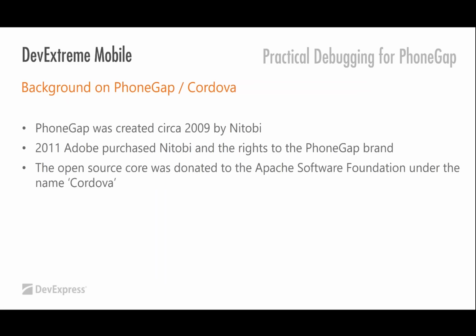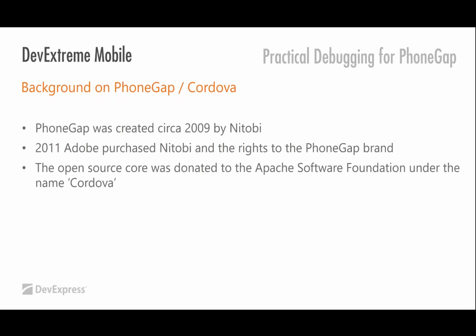Now, quite a few people ask when we mention the word Adobe PhoneGap or Cordova if they're the same thing. So I wanted to start out by just putting some of those questions to rest. You see, PhoneGap was created around 2009 by a company called Nitobi. In 2011, Adobe purchased that company along with the rights for the PhoneGap brand. Now, part of what had been created was this open source core, which was donated to the Apache Software Foundation, and it was put under the name of Cordova. So at that point, you could almost say that the two items were identical.